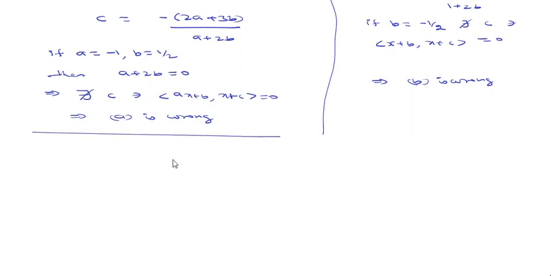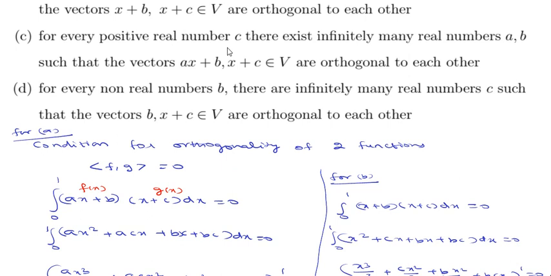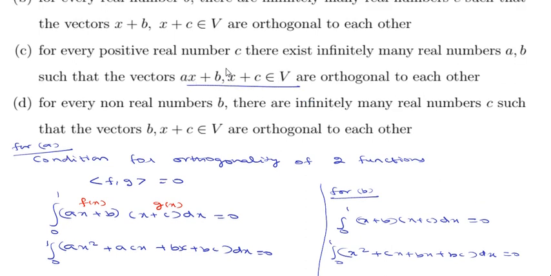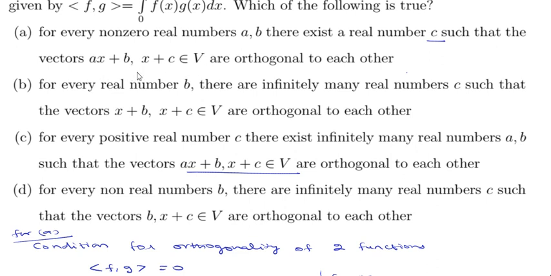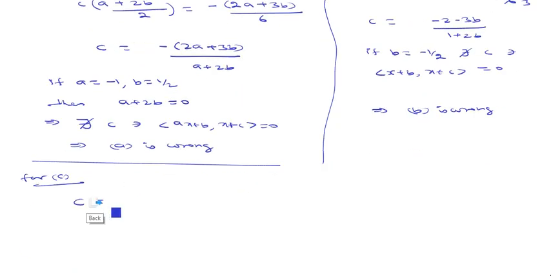So next we will go for option C. For C, the statement given is for every positive real number C there exist infinitely many real numbers a comma b such that the vectors ax plus b and x plus c are orthogonal to each other. The orthogonality for these functions we have already found in option A. Therefore we will take the result from option A. So what is C? C is minus (2a plus 3b) divided by (a plus 2b).